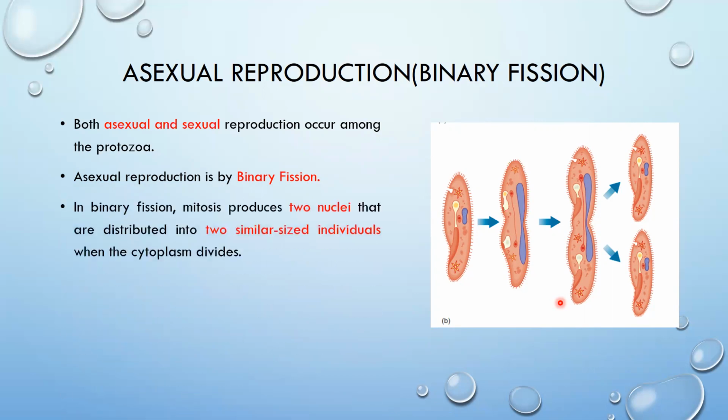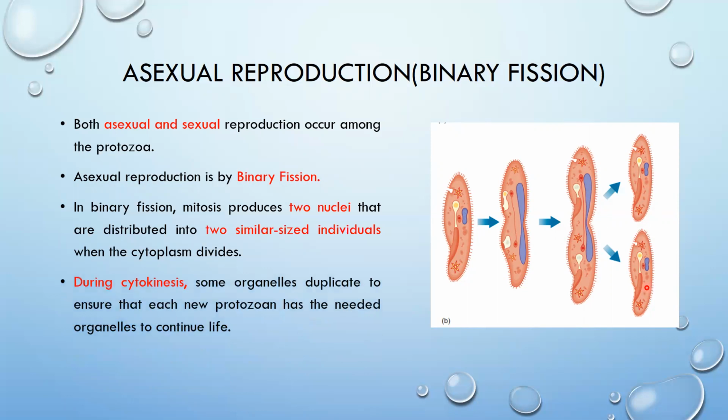In binary fission, mitosis produces two nuclei that are distributed into two similar-sized individuals when the cytoplasm divides. As you can see here in the diagram, the nucleus is divided into two parts, and initially the nucleus divides, and then the cytoplasm divides, making the two individuals, the two daughter cells. During cytokinesis, some organelles duplicate to ensure that each new protozoan has the needed organelles to continue life.